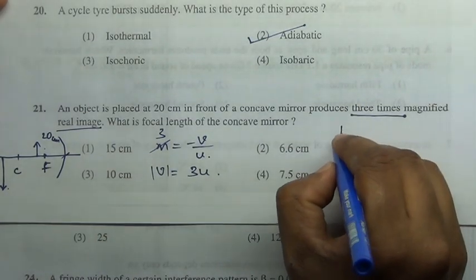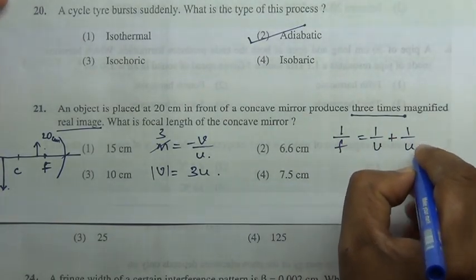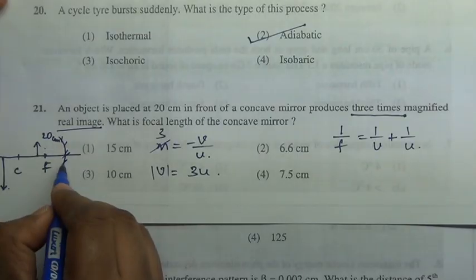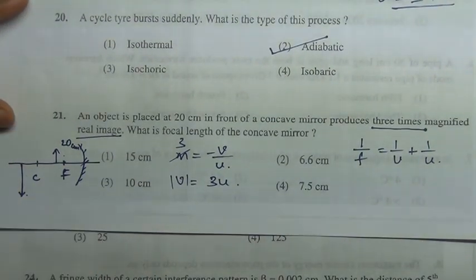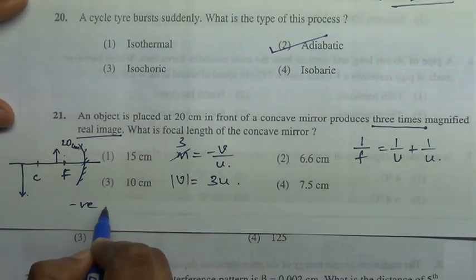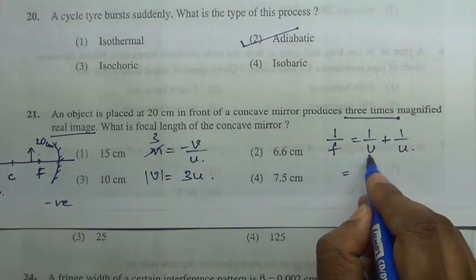Next, the mirror formula says 1 by f equal to 1 by v plus 1 by u. Since all distances are towards left, all distances are taken with negative sign. Okay. So we want focal length 1 by v.